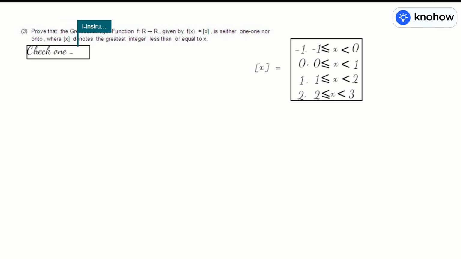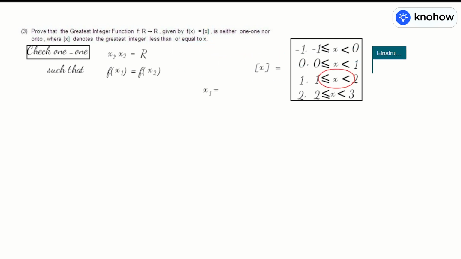whether the function is one-one or not. Let x1 and x2 be any two real numbers in the domain of the function such that f(x1) equals f(x2), and we want to check whether x1 will remain equal to x2 or not, where x1 and x2 are different. So let me prove with the help of an example. Suppose x lies in the interval greater than or equal to 1 but less than 2. Suppose x1 is 1.3 and x2 is 1.5.